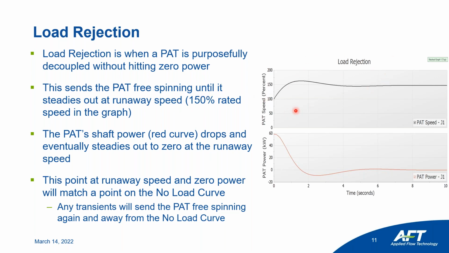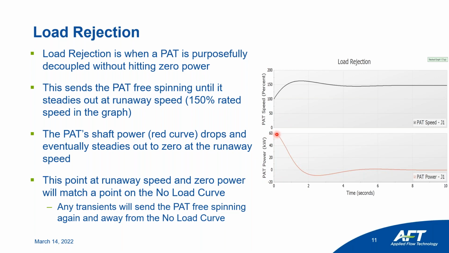So you can see here in the graph, the PAT starts at 100% rated speed and it decouples right away at time 0. Then it overshoots the runaway speed, then undershoots it, and eventually steadies out at that runaway speed of about 150%. The shaft's power, when you decouple or load reject, will steady out to 0. So you can see that down here on the power curve.